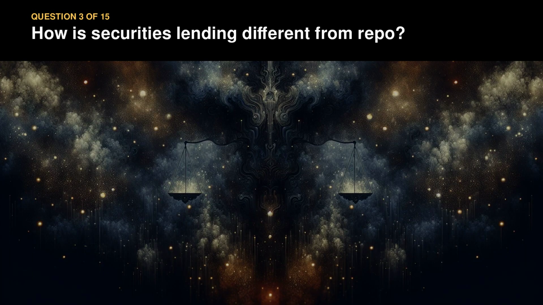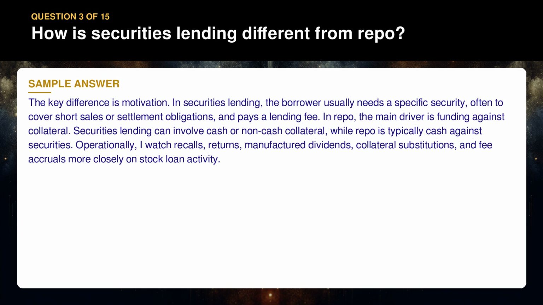Question 3. How is securities lending different from repo? The key difference is motivation. In securities lending, the borrower usually needs a specific security, often to cover short sales or settlement obligations, and pays a lending fee. In repo, the main driver is funding against collateral. Securities lending can involve cash or non-cash collateral, while repo is typically cash against securities. Operationally, I watch recalls, returns, manufactured dividends, collateral substitutions, and fee accruals more closely on stock loan activity.